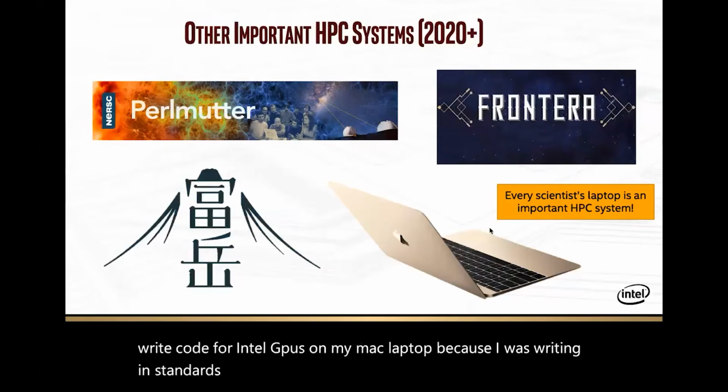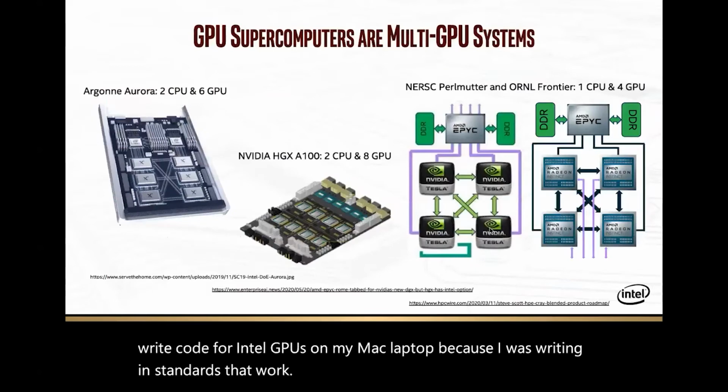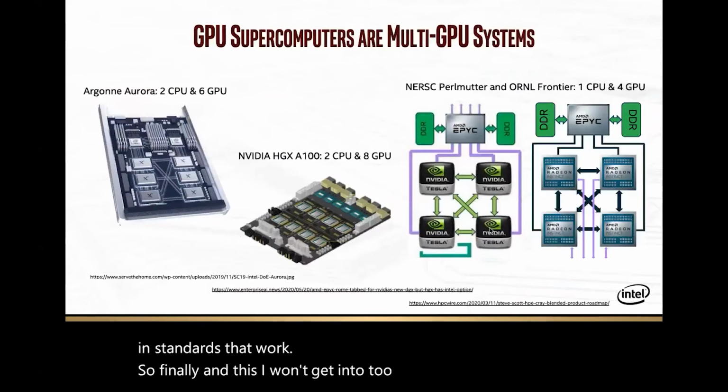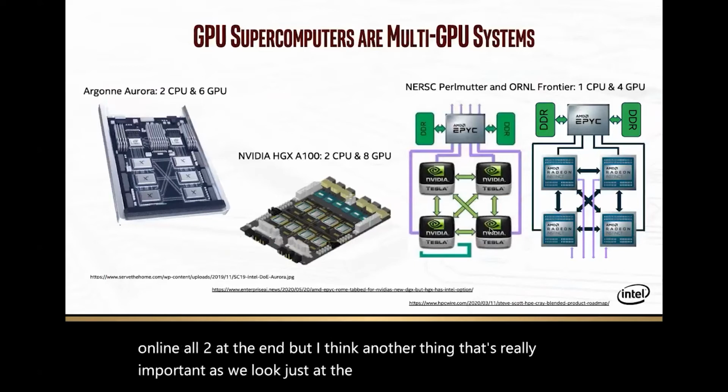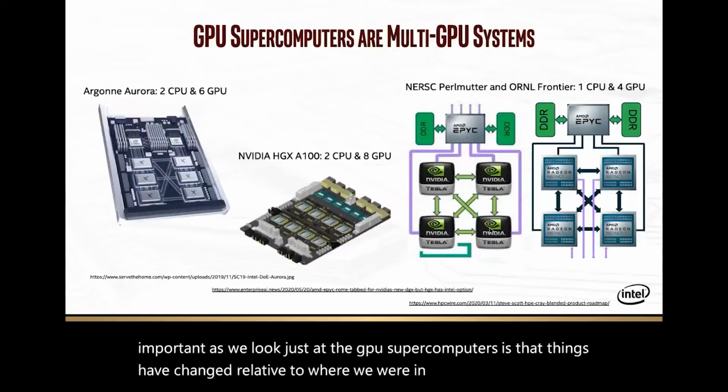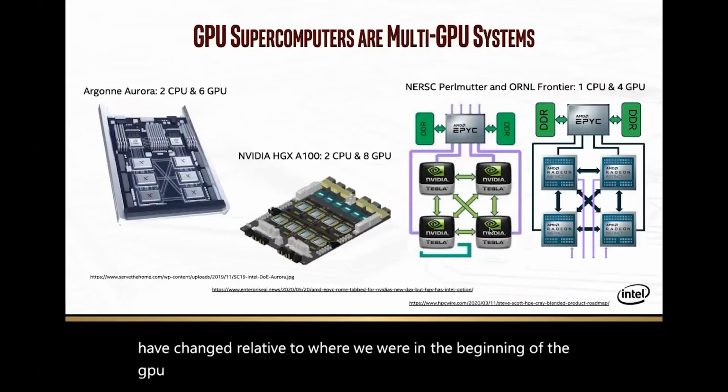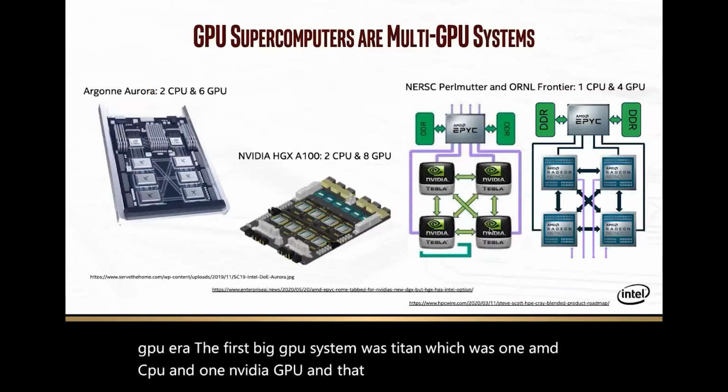So finally, and I won't get into too much detail, I have a talk online I'll point to at the end. But I think another thing that's really important as we look just at the GPU supercomputers is that things have changed relative to where we were in the beginning of the GPU era. The first big GPU system was Titan, which was one AMD CPU and one NVIDIA GPU. And that kind of kept things simple. You had one NIC, one CPU, one GPU.